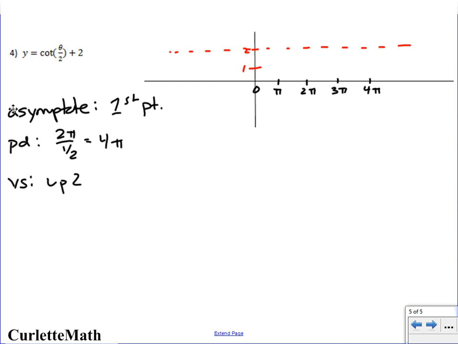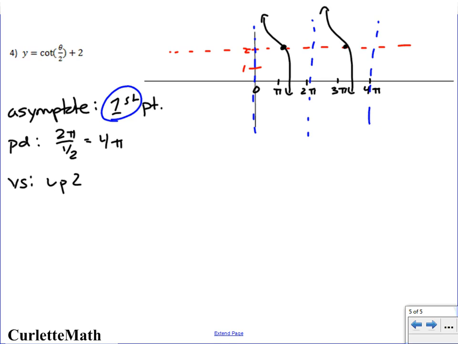Then drawing in our asymptotes, it starts at the first point, then every other, and then graphing in my function. And we have the answers to our first 4 problems on the worksheet.